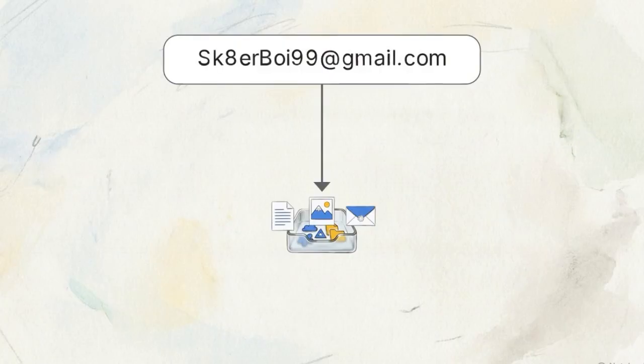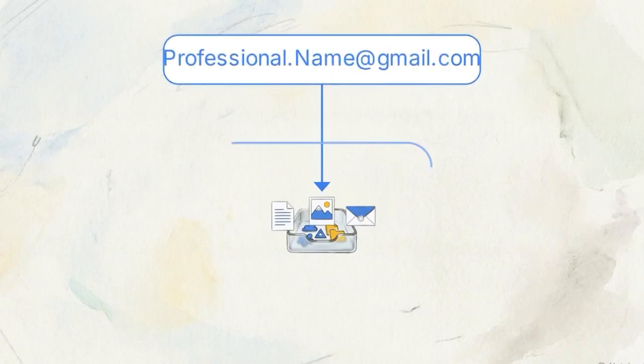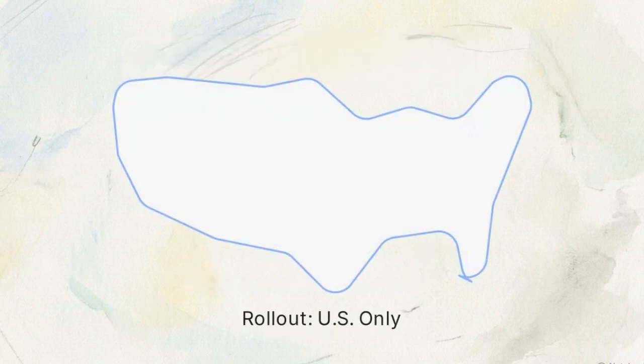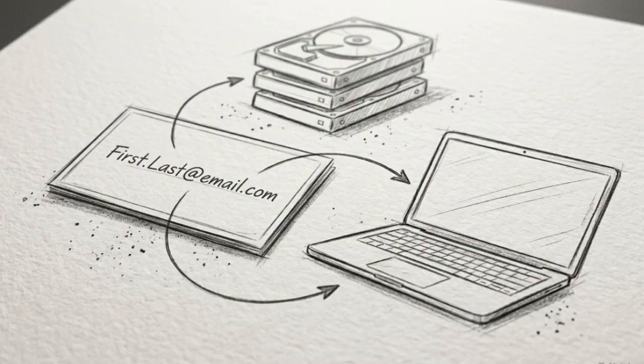This shows the new account architecture. While the external label is replaced, the central core of Drive files, emails, and photos remains static. Currently, this feature is only available to US users, rolling out gradually across accounts. You can now establish a professional identity while retaining 100% of your archived digital history.